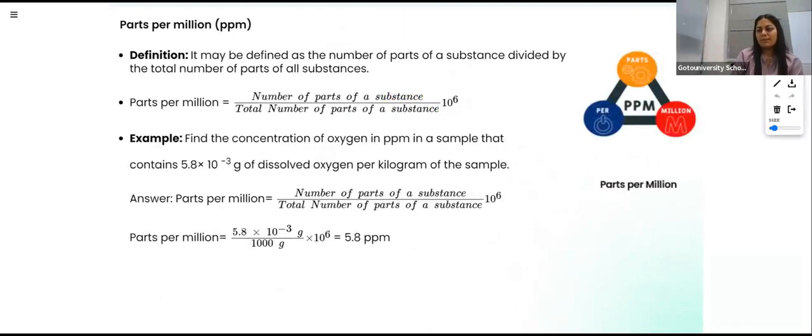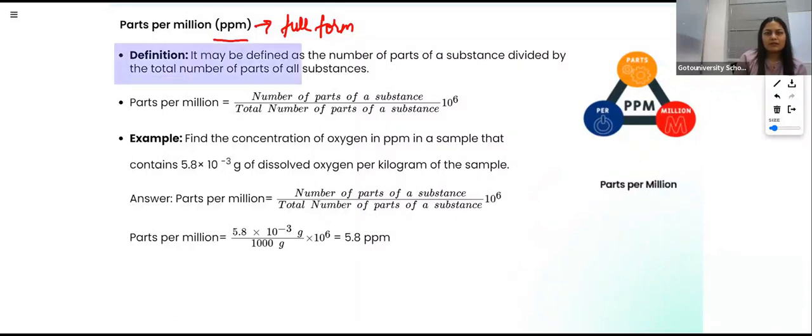The fourth one is parts per million. It is also known as ppm. In the exam, the full form of ppm is very usually asked in the CBSE exam. This is a very basic question: what is the full form of ppm? It's parts per million. What is ppm? It may be defined as the number of parts of substance divided by total number of parts of all substance. Parts per million means 10 raised to power 6, the millionth part.